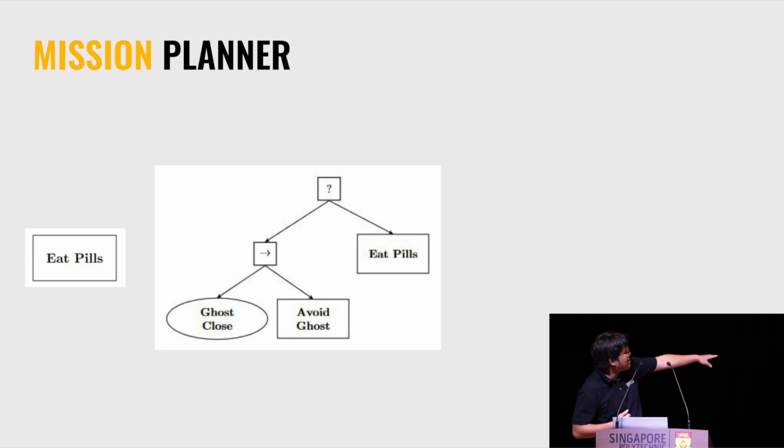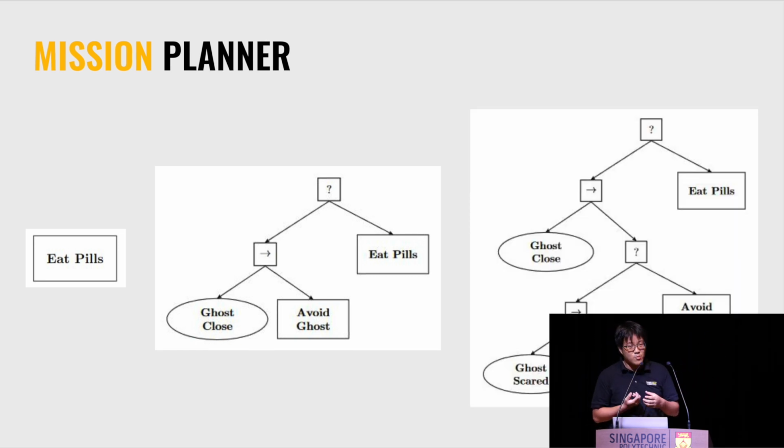So what you do is you check the left side, and you check if the ghost is close. And if the ghost is close, then the arrow means a sequence, so you do the next thing in the sequence, and you avoid the ghost. You'll keep doing that until ghost close becomes false, and then you move over to eat pill, so you fall back to the next node.